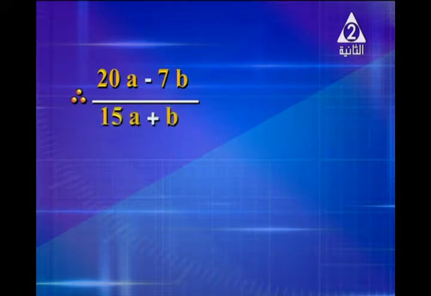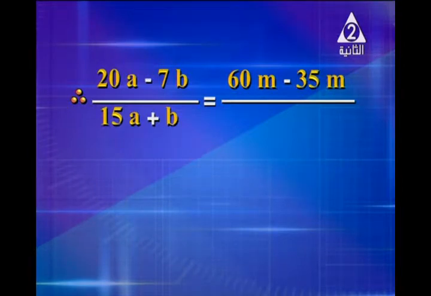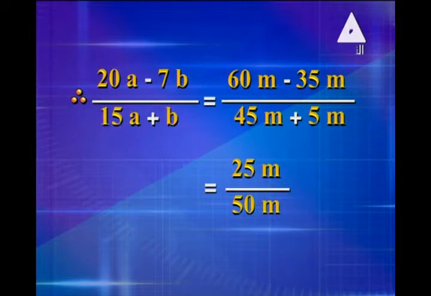therefore 20A minus 7B over 15A plus B equals 20 times 3M equals 60M, minus 7 times 5M equals 35M, over 45M plus 5M, equals 25M over 50M. Then cancel M, therefore it equals half. 25 over 50 equals half.